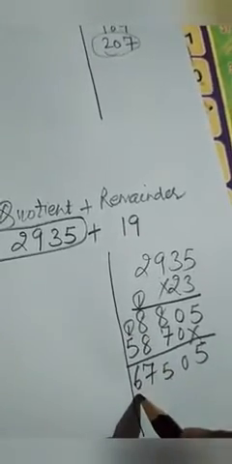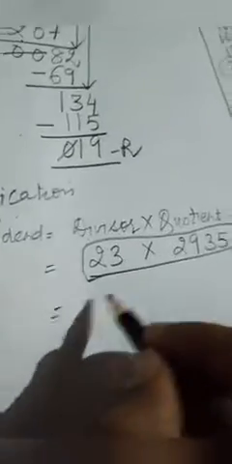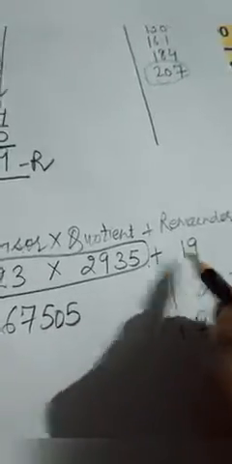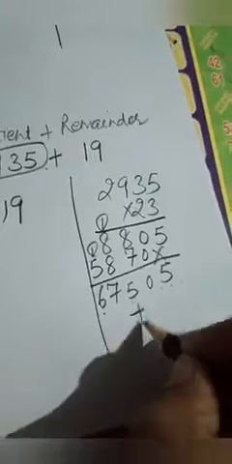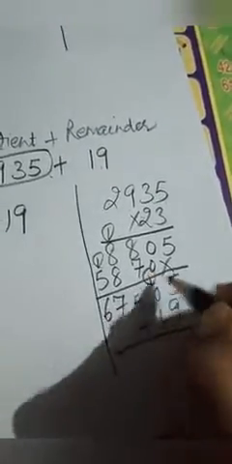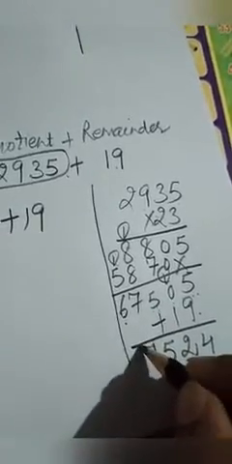We got 67,505. And plus 19 remainder. We will add this 19, then we will see what we will get. 14, 1 carry, here 2, here 5, 7, 6.